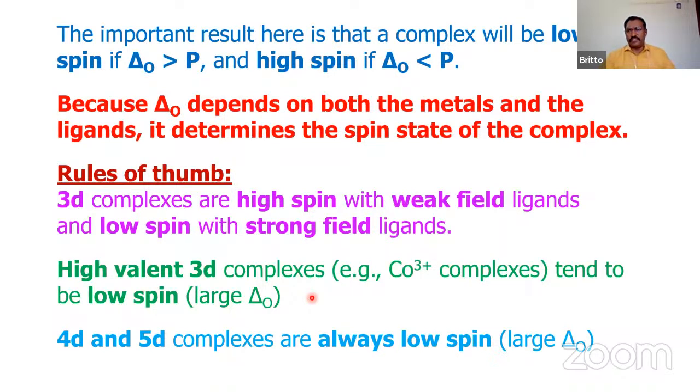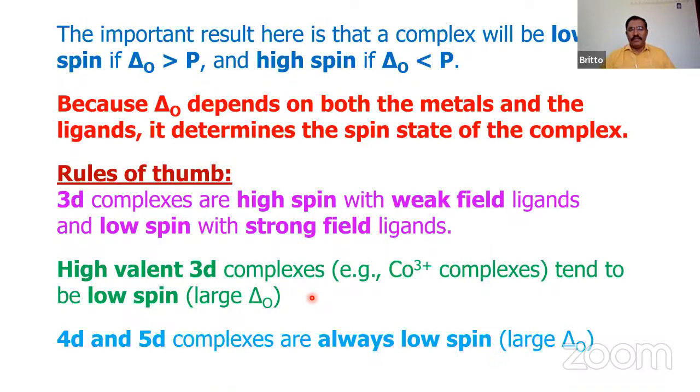You can memorize this: 3d complexes are high spin with weak ligands. Complexes formed by the 3d series, that is the first transition series, scandium, titanium, vanadium, chromium, manganese, iron, cobalt, nickel, copper, and zinc. These 10 belong to the 3d series, and if the ligand is weak, they form high spin complexes, and if the ligands are strong, they form low spin complexes.